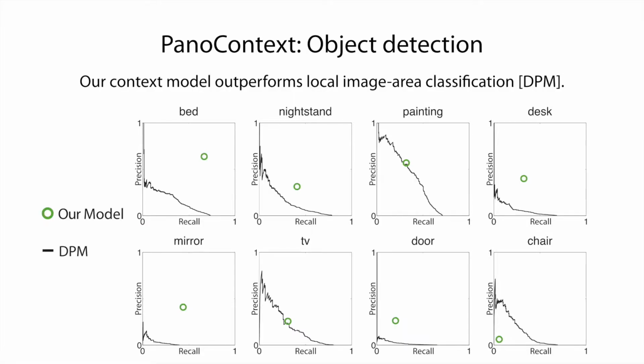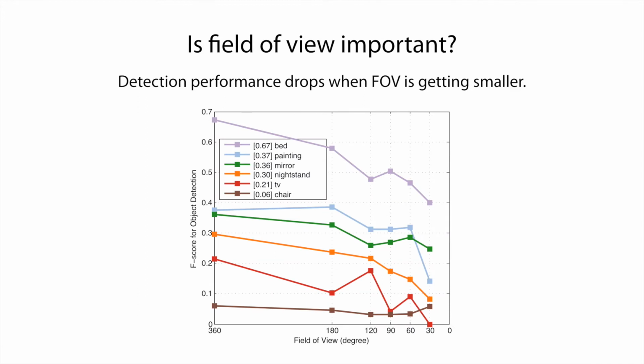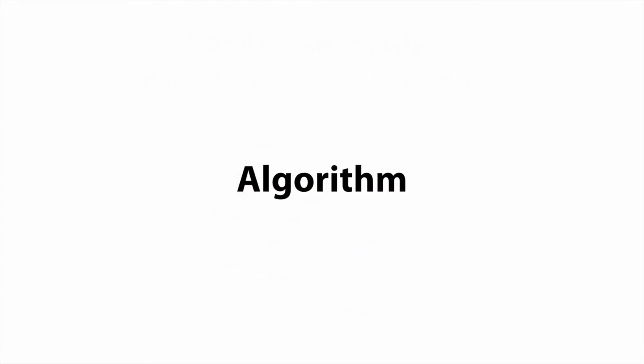We compare our method with DPM on the object detection task. For most of the categories, we can reach better or comparable performance with DPM using only 3D context information without any image feature for object categorization. Also, the detection performance drops when the field of view is getting smaller, which proves that a large field of view provides stronger context. Next, we will introduce some algorithm details.